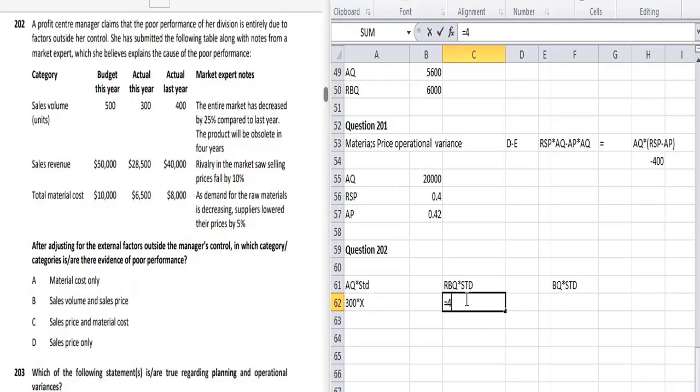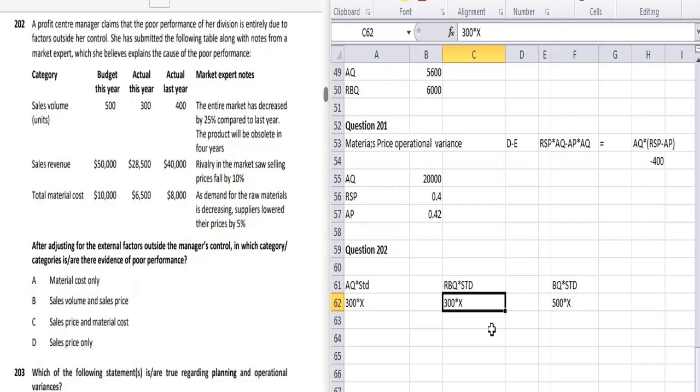So 400 into 1 minus 0.25. So how much do you get? 300 is our revised budgeted quantity, right? So 300 into X. We have supposed the standard margin or contribution, whatever it is, to be X. Now the budgeted quantity was 500, and again we don't know the standard margin. As I told earlier, the difference between these two is our planning variance, right?